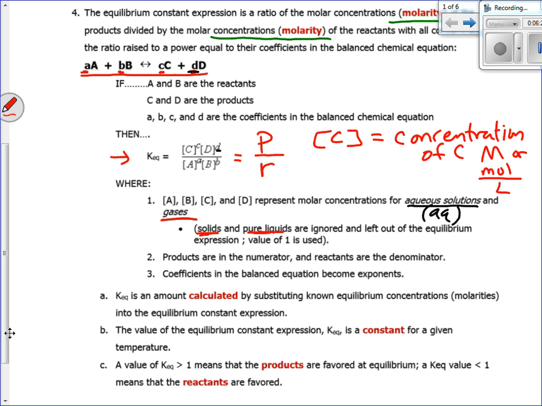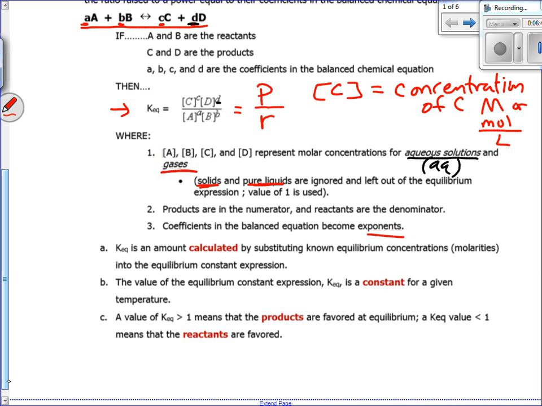Products are in the numerator, reactants are in the denominator. Coefficients become the exponents. It tells you right here. So all of this is written here for you to refer back to if you get confused. KEQ, we're going to calculate this amount using this expression. And we're going to plug in numbers for the concentrations. And when we get the KEQ value, there's a couple designations we have.